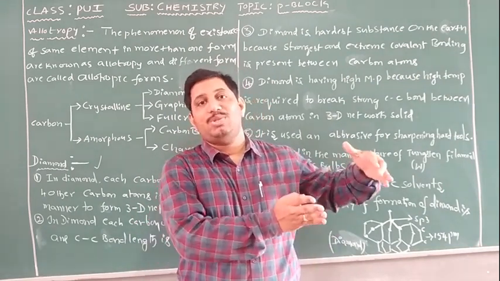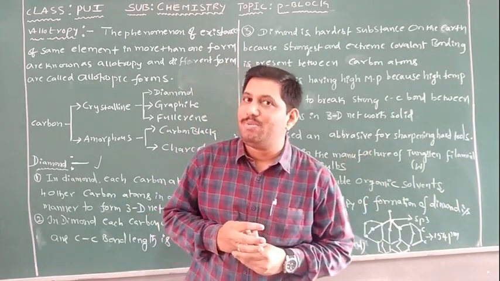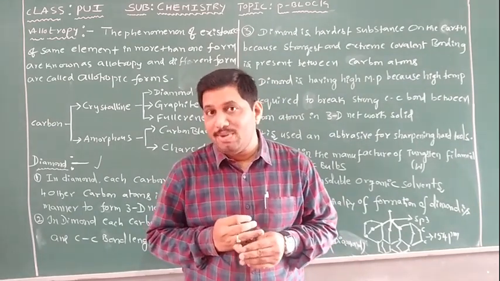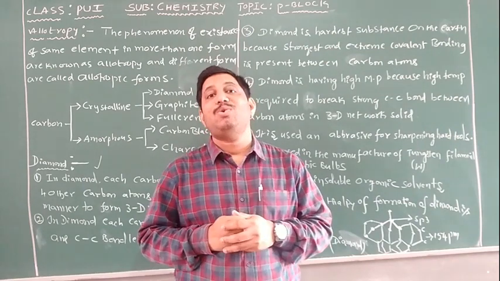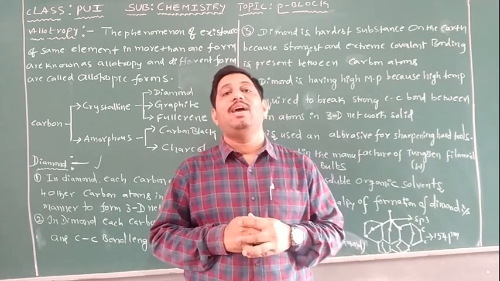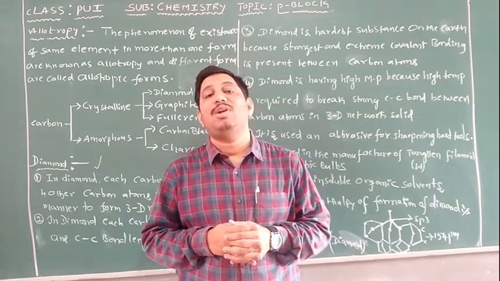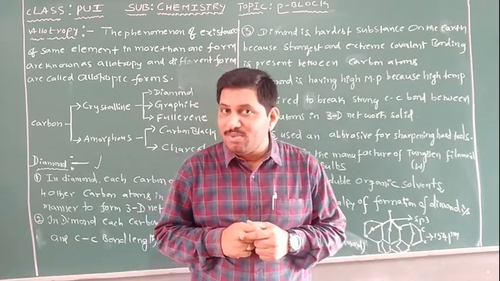Generally, ionic compounds have high melting points because of strong force of attraction between the ions, whereas covalent molecules have low melting points. But here, even though diamond is covalent in nature, it has the highest melting point because the strongest carbon-carbon covalent bond is present between the two carbon atoms in a three-dimensional network structure.